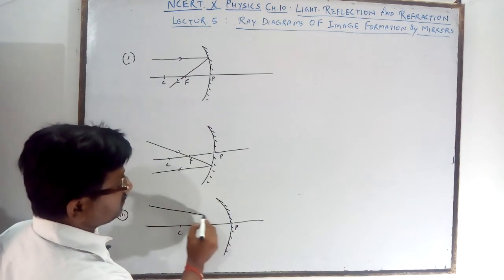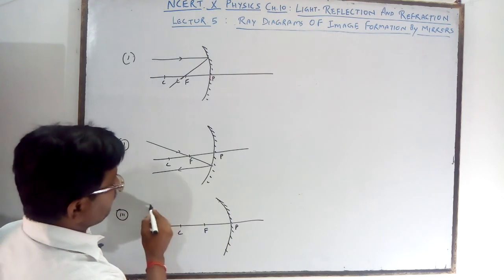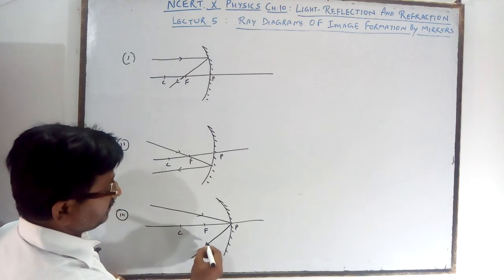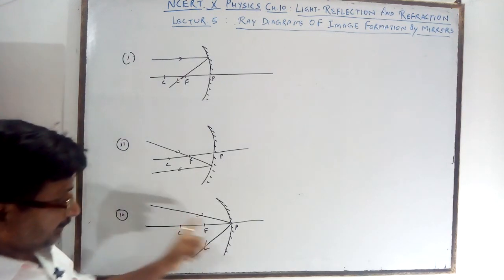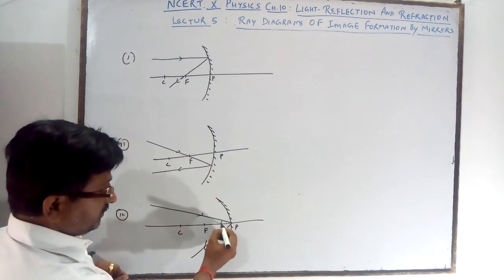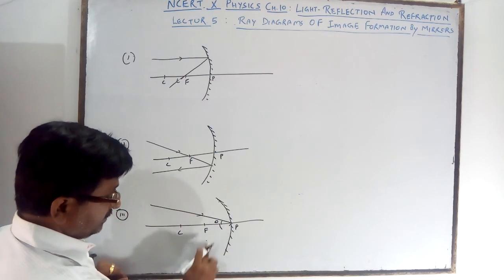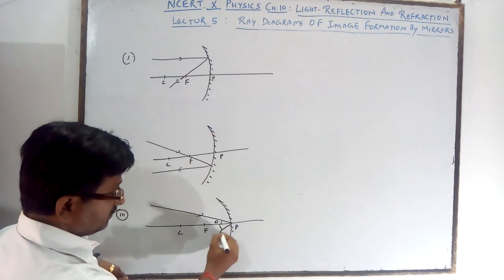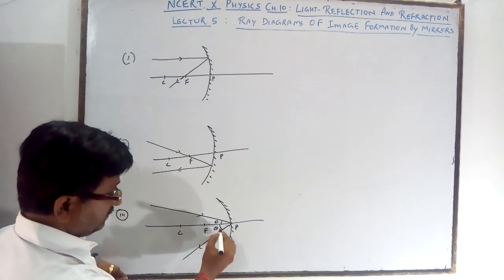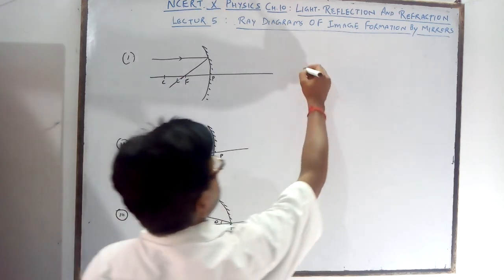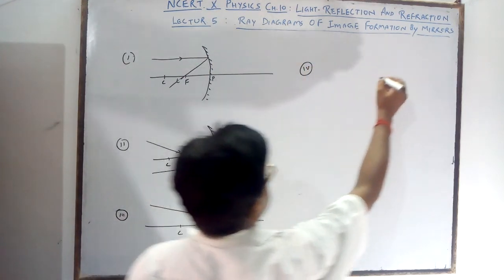The ray which is striking at the pole will make the same angle and reflect like this. What angle is here? If it is theta, then it will also be theta. Same angle. So 1, 2, 3. One more is here, four rays. What is the other?